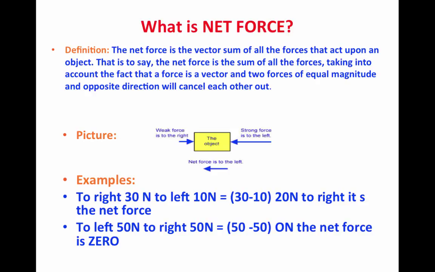Another example. To the left, you will have 50 newtons. To the right, 50 newtons. They are in opposite directions. 50 minus 50 is 0 newtons. The net force is 0.